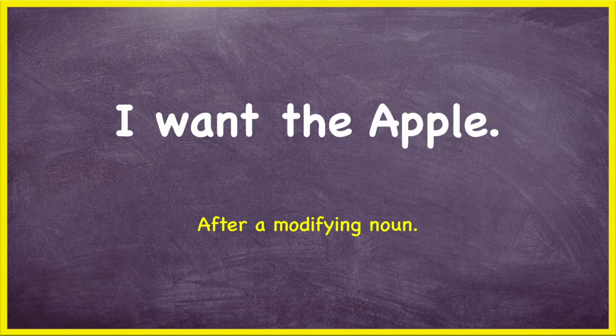And here, I want the apple. Now, you'll notice here, apple is capitalized. So we're not talking about the fruit. We're talking about the brand name, right? The company. Maybe the computer or maybe the phone. So if you're in a computer store or in a phone store and you say, I want the apple, they know that you're talking about the phone or the computer, right? So you just need to say the modifying noun.